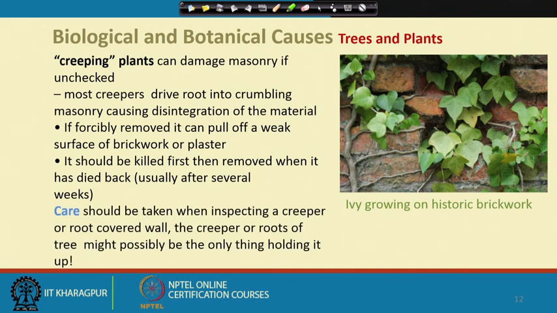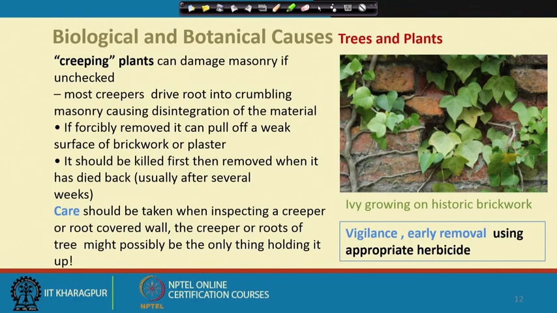So, care should be taken when inspecting a creeper or root covered wall. Sometimes it happens that a creeper has grown over and we cut it, and we see the entire building or the wall crumbles because it does not have that mortar joint. So, the creeper has actually grown inside and it is actually holding the structure, the wall or whatever we are talking about. So, if we just remove the creeper without understanding that, it may so happen the entire structure collapses. So, one has to be very careful about what has to be done during this time.